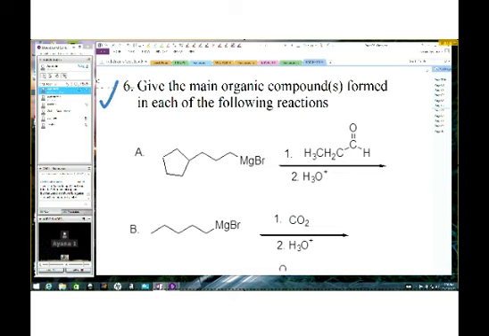Give the main organic compounds formed in each of the following reactions. Okay, thank you so much. So this question says, give the main organic compounds formed in each of the following reactions. Now, this is one of those reaction problems where you need to know what your reagents will do. In this particular instance, we are going to be dealing with the Grignard reagents.